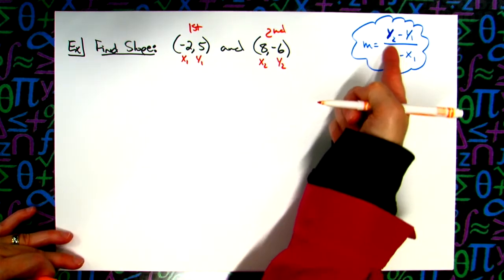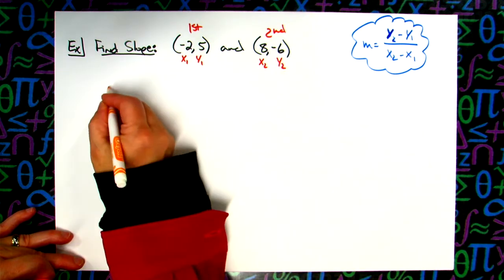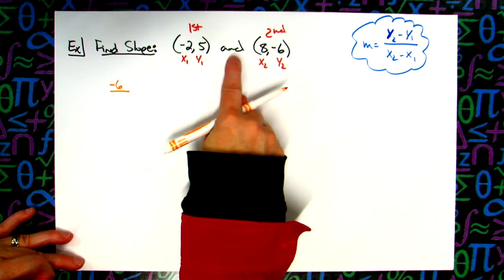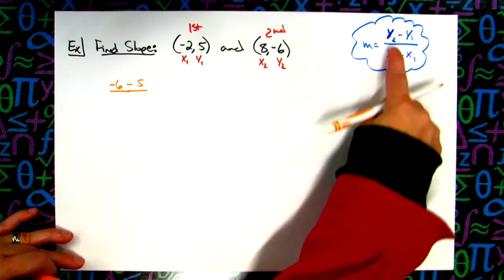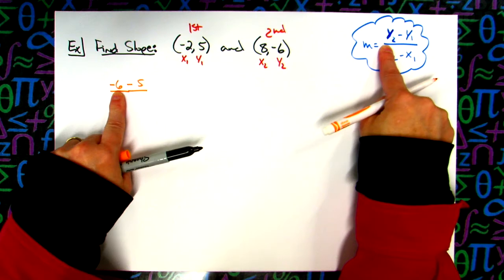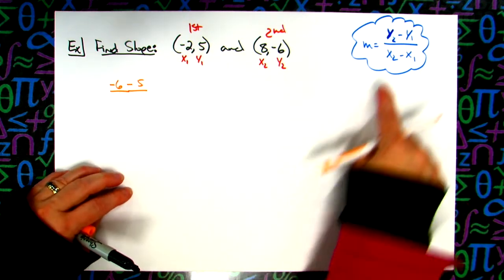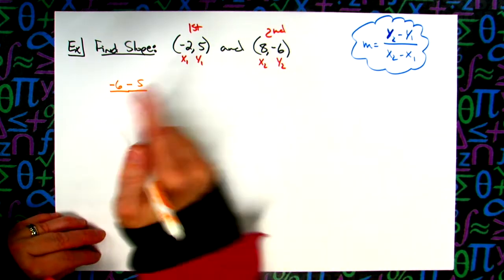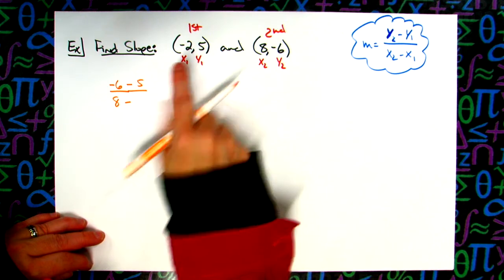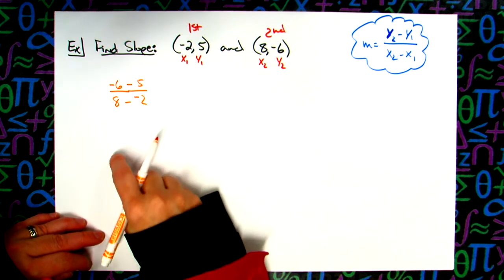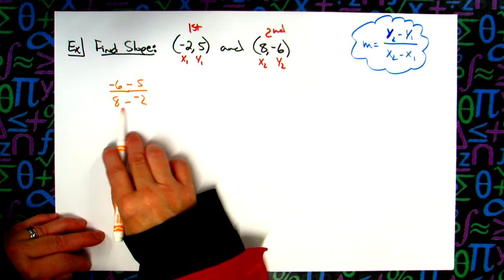Here's my formula, y2 minus y1. So y2 is a -6, and then minus a 5. Literally I'm just following this, y sub 2, which is a -6, minus whatever y sub 1 is, which is a 5. On the bottom, x sub 2, which is an 8, and then minus whatever x sub 1 is. X sub 1 is a -2. And I literally write it out like that. I am subtracting because it's in the formula. It's 8 minus a -2.